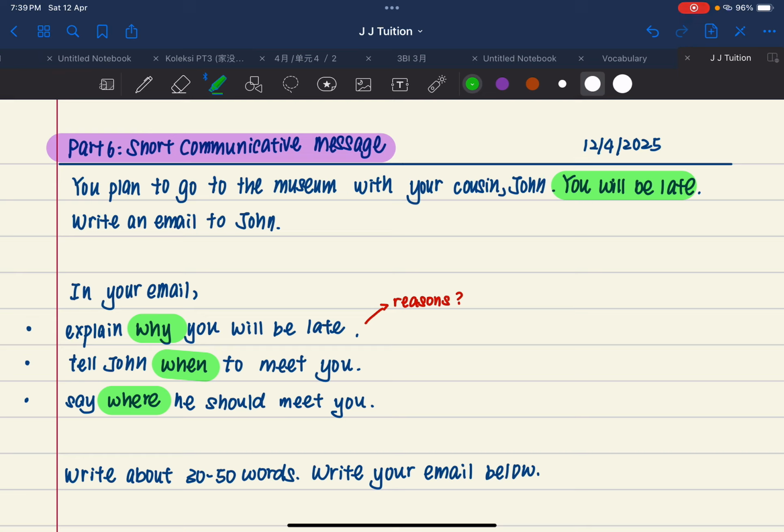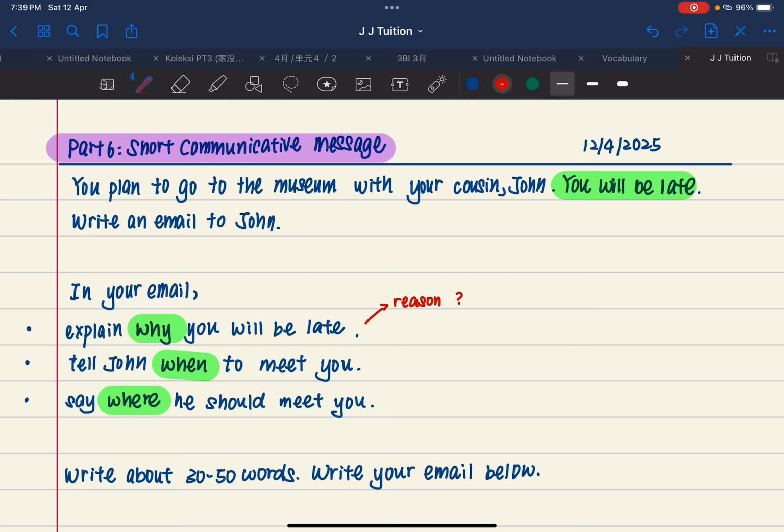So it's going to be one paragraph only. This is under the email. First of all, we need to write hi, say greetings, and then our format will be on our left hand side. First and foremost, we need to think about the first point. Why will you be late? For example, what reasons can you give in this email?